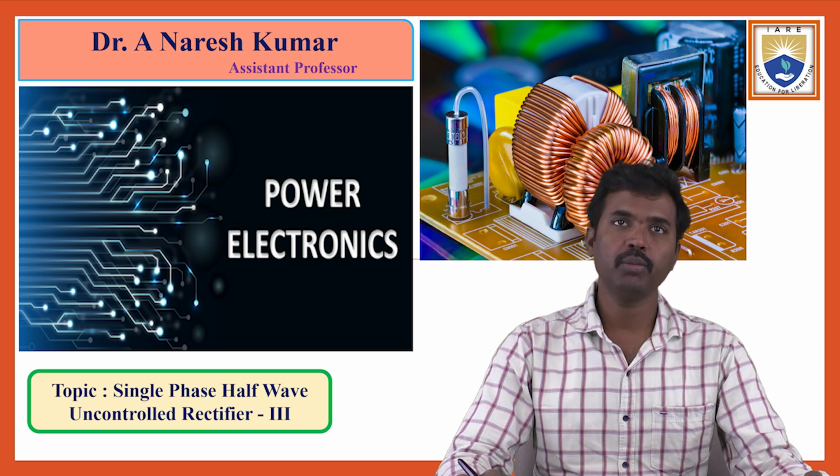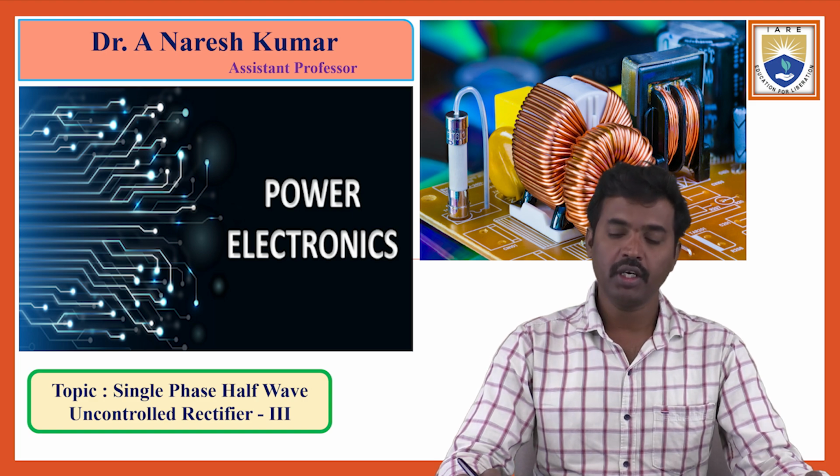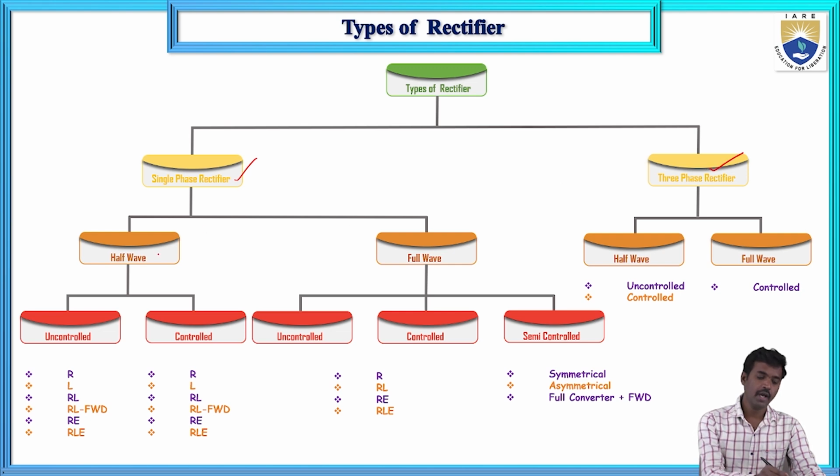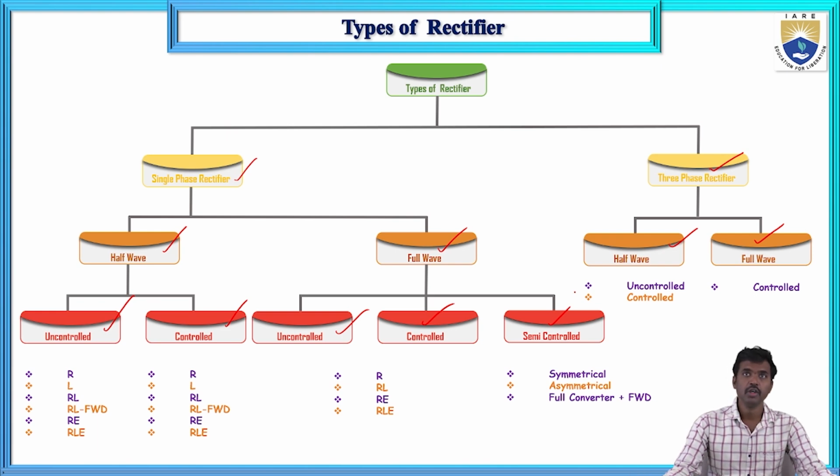Today I am going to explain the single phase half wave uncontrolled rectifier with RE and RLE type of load. There are different types of rectifiers. A rectifier is an AC to DC converter, which converts variable AC to fixed DC. The different types are single phase and three phase; in single phase there are half wave and full wave, and in three phase also half wave and full wave. Under the full wave rectifier category there are uncontrolled, controlled and semi controlled.